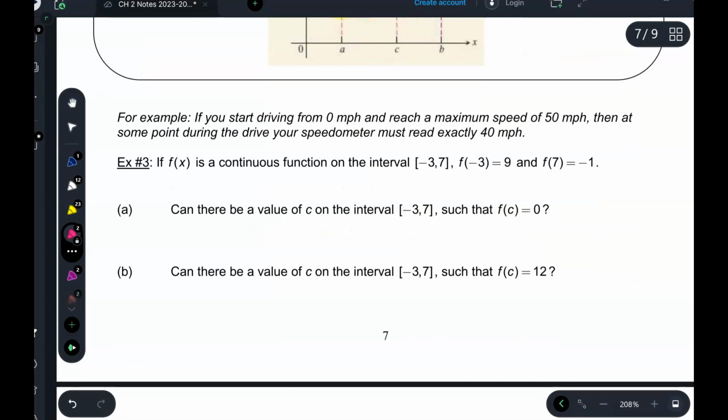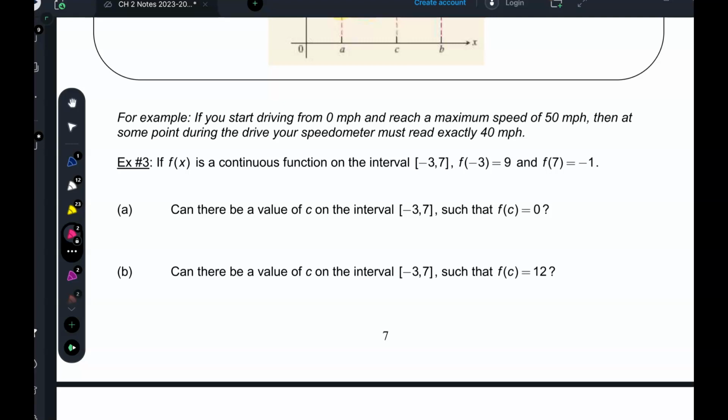So here's an example. We have a continuous function on the interval from -3 to 7. f of -3 equals 9, and f of 7 equals -1. Can there be a value of c on that interval such that f of c equals 0? Yes. What do you think?